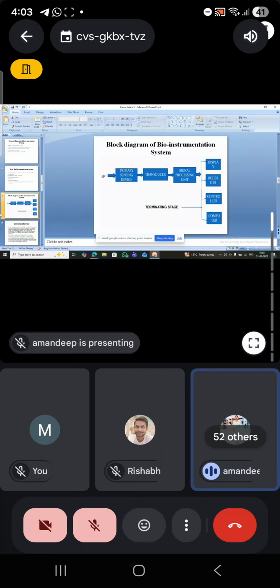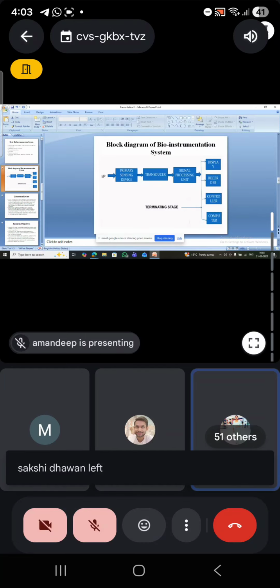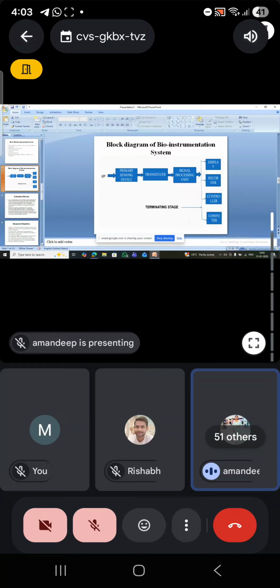In this, we use input, then primary sensing device and transducer, then signal processing unit, and lastly display, recorder, and controller. In this, the transducer is a device which is connected to the primary sensing device. The transducer receives some physical quantity from the primary sensing device. Then signal conditioning equipment: this is the part of the instrumentation system that amplifies, modifies, or in some other way changes the electrical output of the transducer, and is called the signal conditioning or signal processing unit.